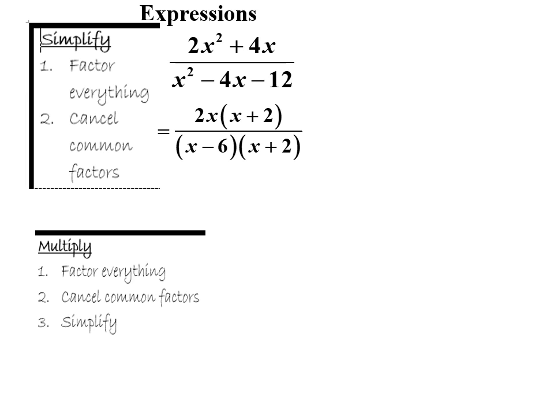Now we look at the common factors, top and bottom. We've got x plus 2, so we can cancel those. That leaves us with just 2x over x minus 6.